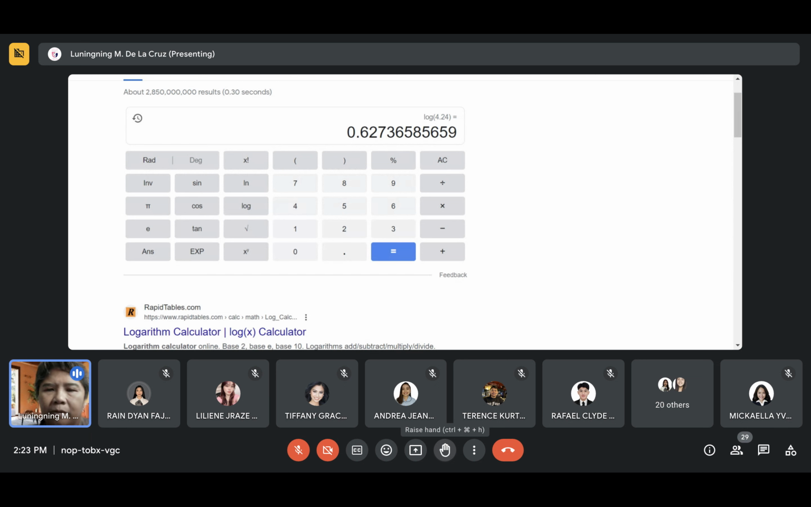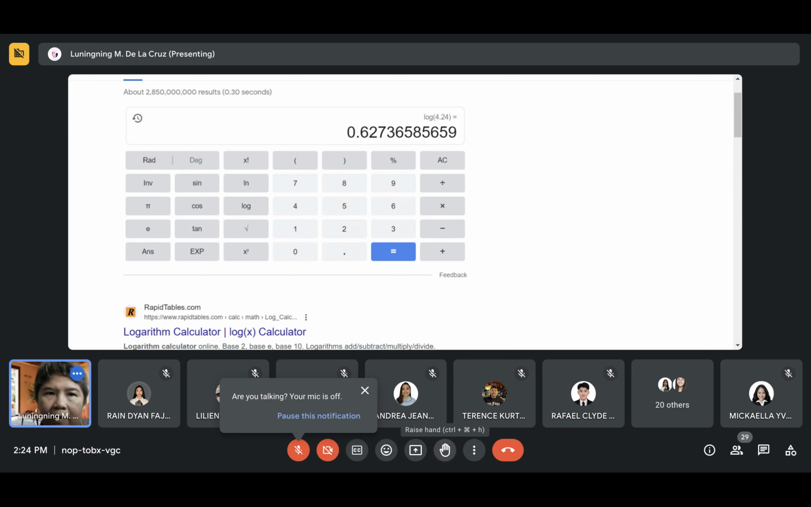Okay, so for the pH of the buffer, we will use the Henderson-Hasselbalch equation. Okay, and the pKa of our formic acid is 3.74. Then we will get the log of the base divided by the acid.